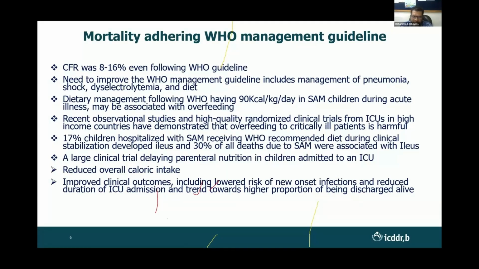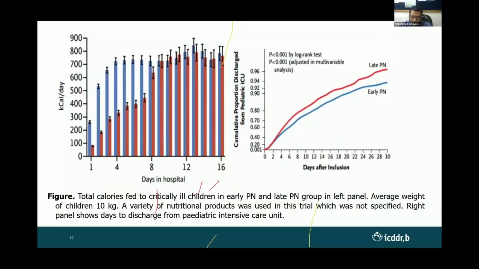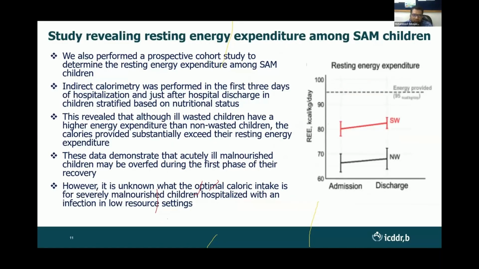Another piece of logic is a large clinical trial of delaying parenteral nutrition in children admitted to an ICU, which has already been shown by Dr. Basma. It reduced overall calorie intake as well as improved clinical outcomes, including the risk of new-onset infection, reduced duration of ICU admission, and a trend towards a higher proportion being discharged alive. Robert already showed this figure. I will not discuss it in detail, but you can see that late parenteral nutrition compared to early parenteral nutrition is really helpful. And the study on resting energy expenditure was also shared by Dr. Robert, in collaboration with Malawi.